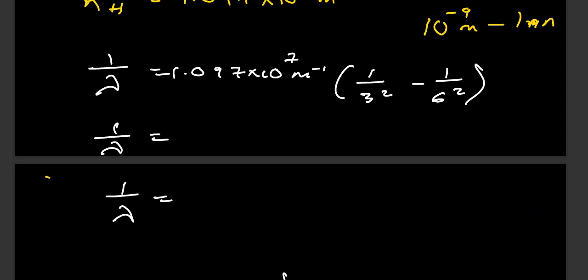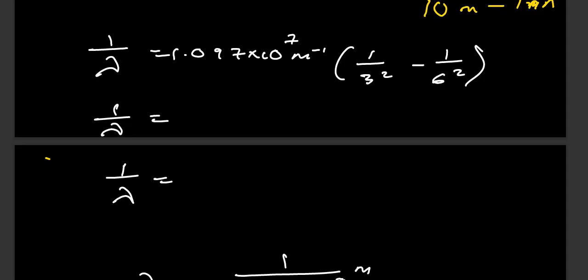Let me do it again. Okay. Then it was times 1 over what? It was times 1 over 9. You've opened brackets, right? Yeah. 1 over 9 minus 1 over 36, then close brackets. Okay.